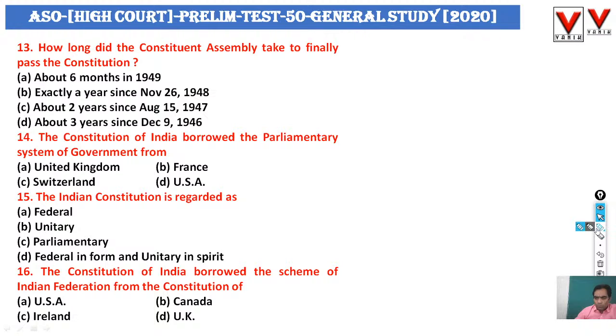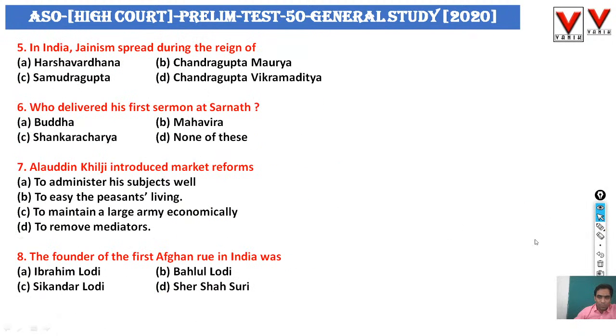So Jainism spread in India during the regime of Chandragupta Maurya. So the right answer is B. Next, who delivered his first sermon at Sarnath? That is Buddha, Gautam Buddha. Gautam Buddha delivered his first sermon in Sarnath. So the right answer is A.